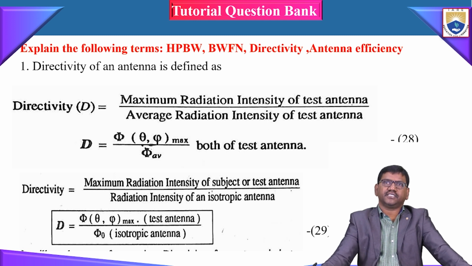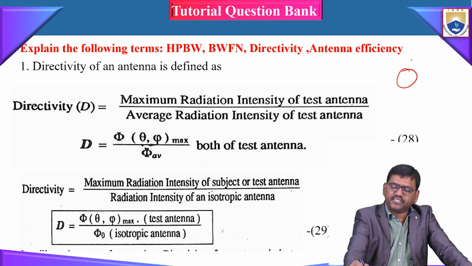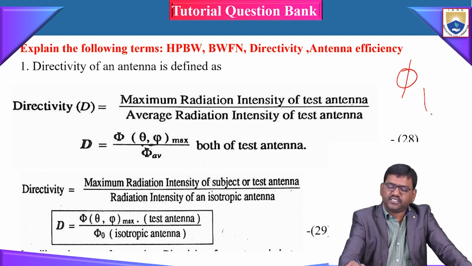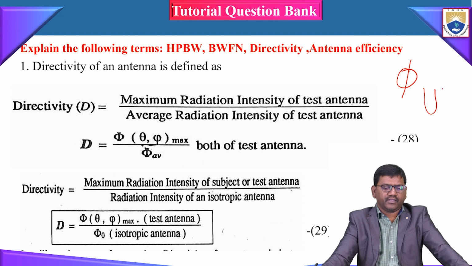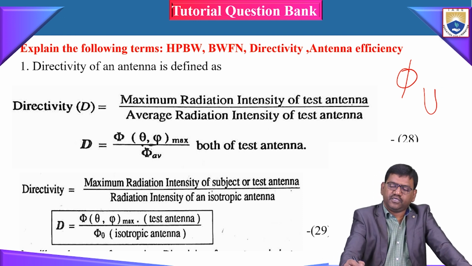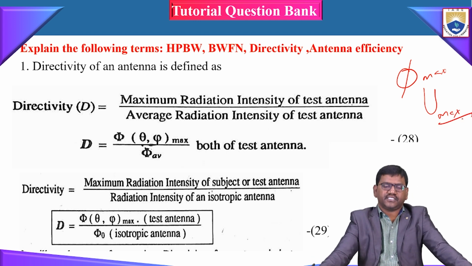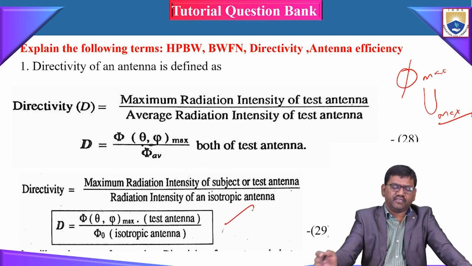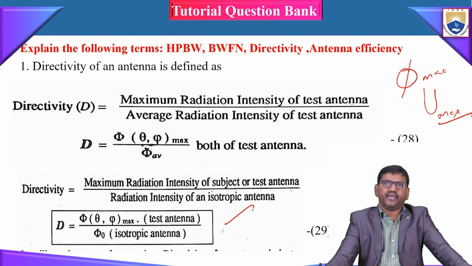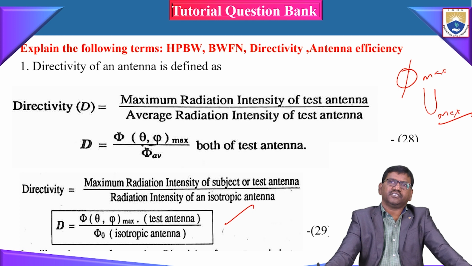Φ represents the radiation intensity. We can also represent it by the symbol U. So the maximum radiation intensity we denote by the symbol Φmax or Umax, the maximum radiation intensity of the test antenna by the average radiation intensity of the test antenna. So directivity can be denoted by the equation D is equal to Φmax by Φav. Φ is a function of θ and φ.